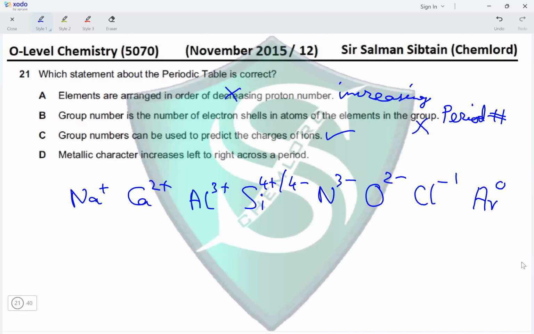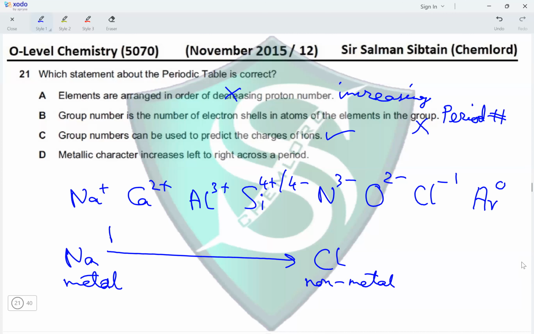No. As you move along a period, the metallic character decreases because we are moving from metals to non-metals. Sodium is a metal which is found on the left side of the periodic table. In group 7, we have chlorine, which is a non-metal. So we have a decrease in metallic character as we move along a period. So this option becomes incorrect. Therefore, the correct option for this question is option C.